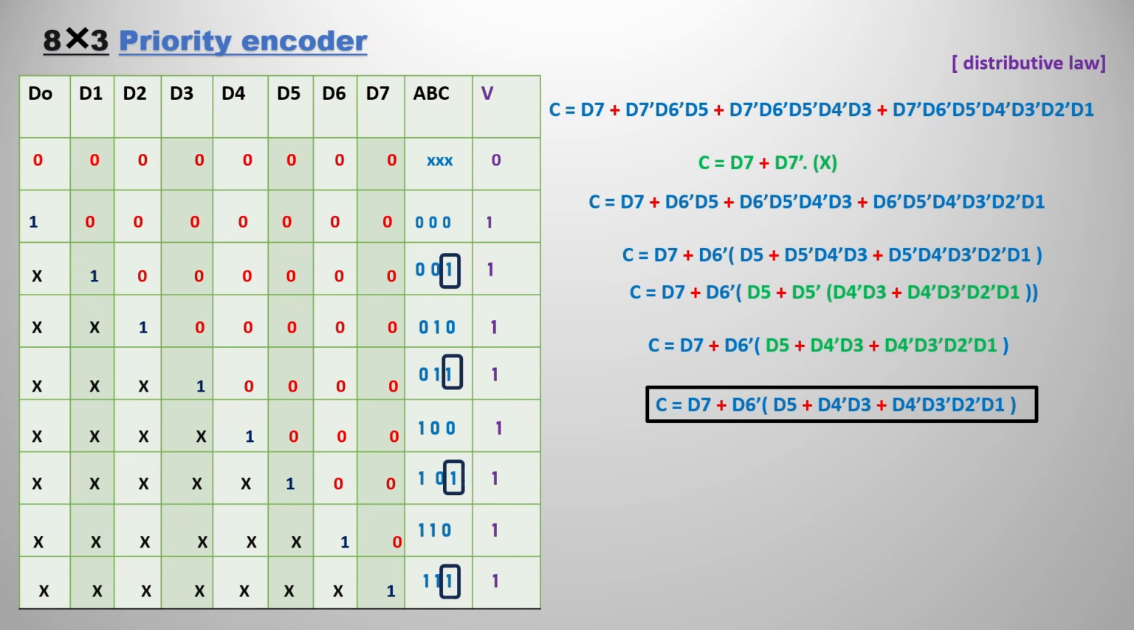After that you can also see the D6 bar common, so take that and cancel out. Inside that we also have the D5 bar common, so take that out and cancel out the D5 bar. The remaining thing is our final output expression for C.